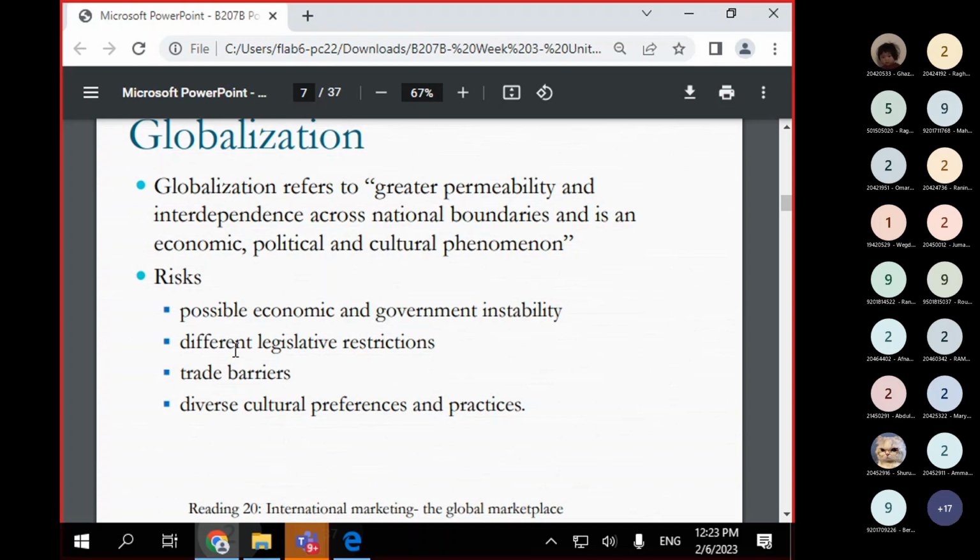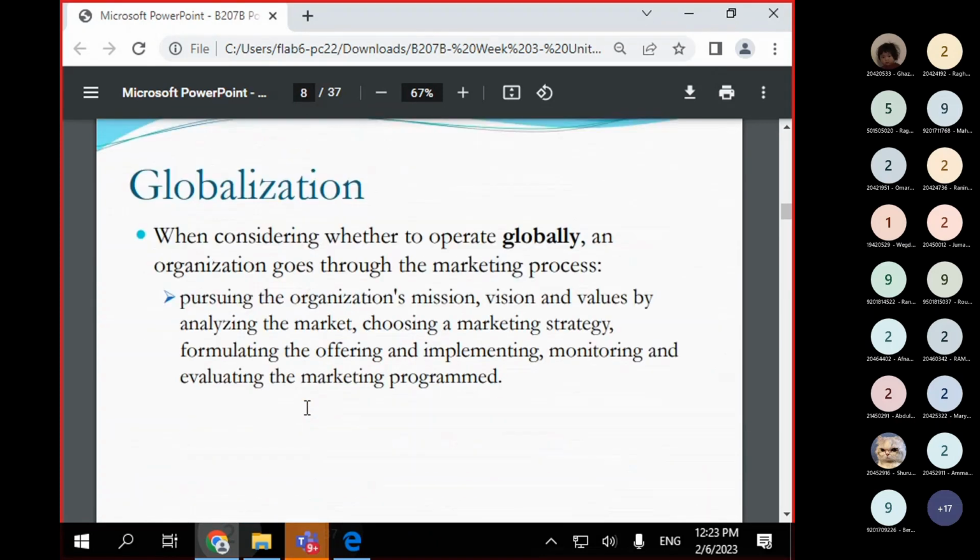Exactly, so we have barriers between countries to do business. Because of politics and because of certain deals that your government could make with other countries, it could be easier for you to do business with some countries rather than others. Also because of the diverse cultural preferences and practices, you need to research very well what the culture is there and what people need and want from your product.